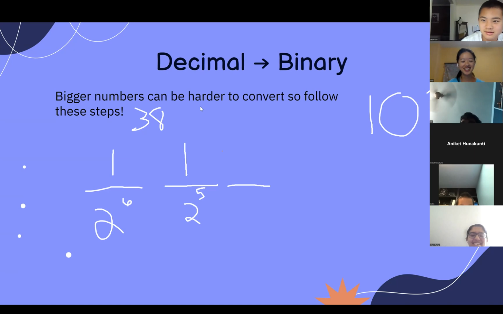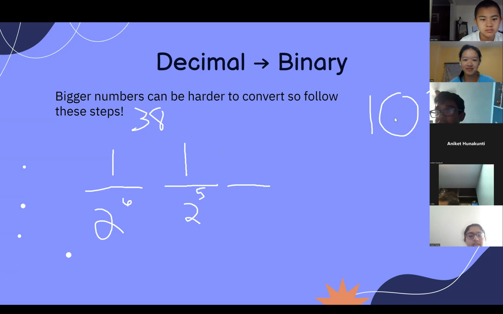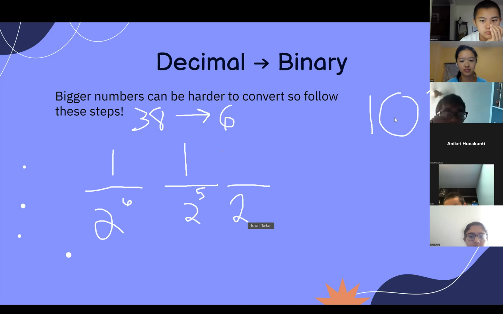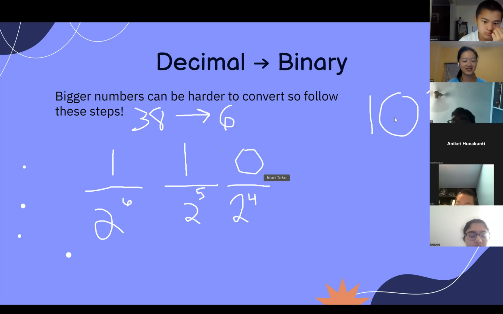Right. So yeah, it's 1. So good job to the people who got that right before I pointed out that 3 doesn't work. So we have 32. So that can fit into 38. So what's 38 minus 32? Right, it's 6. So how many 2 to the power of 4s fit into 6? Right, 0. So 2 to the power of 4 is 16, and we can't fit 16 into 6, right?